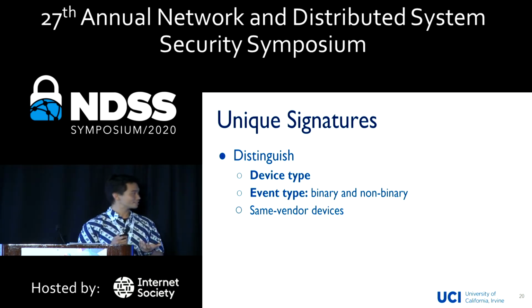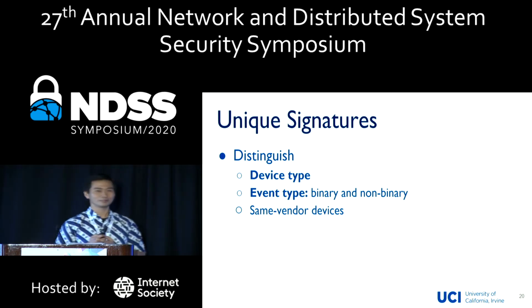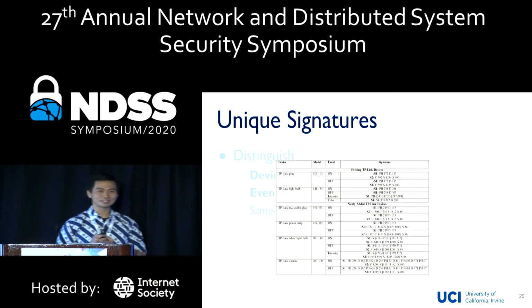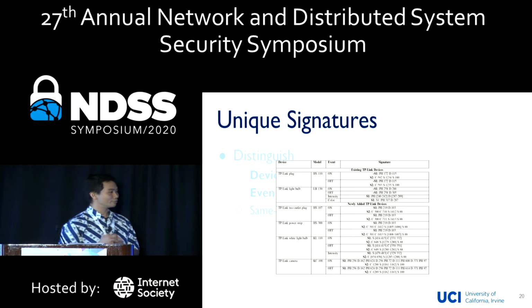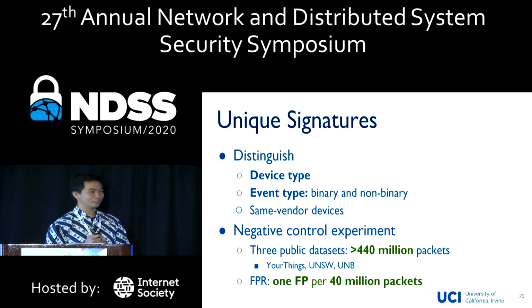Now, in terms of uniqueness, our signatures can distinguish device type, event type, binary and non-binary, such as intensity and colors for light bulbs. And even for same vendor devices, we experimented with ping-pong on 6 TP-Link devices, and we found that the signatures are distinct with respect to device model and also event type. And even for devices with similar functionality, such as a plug and then also a power strip.